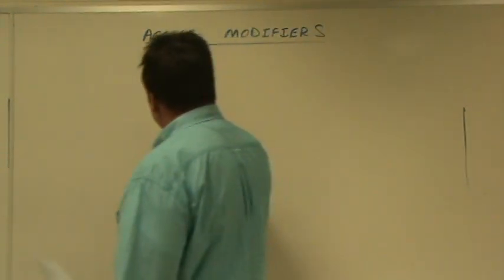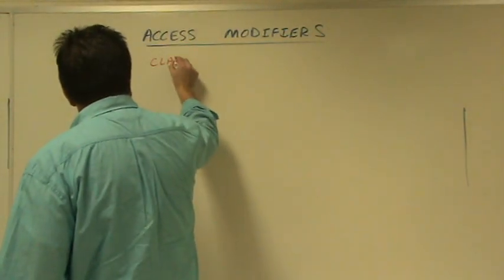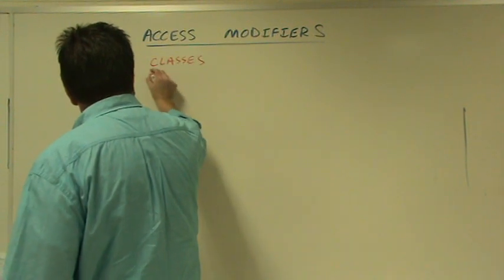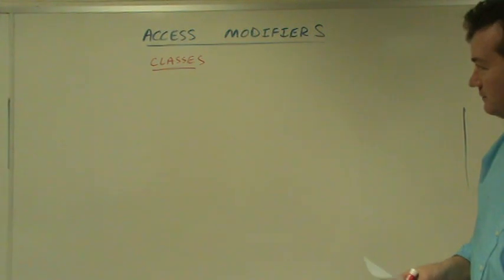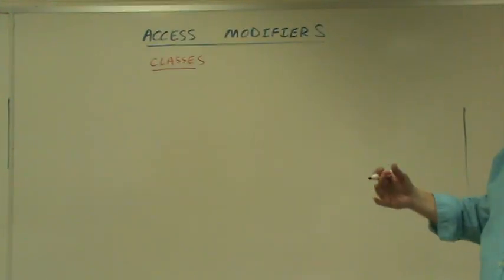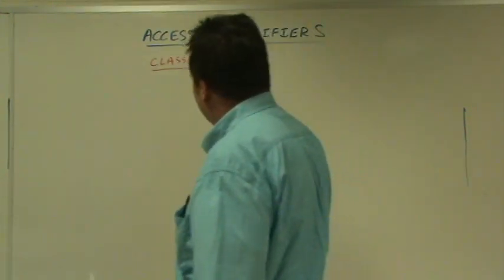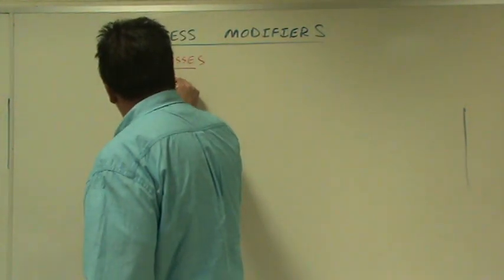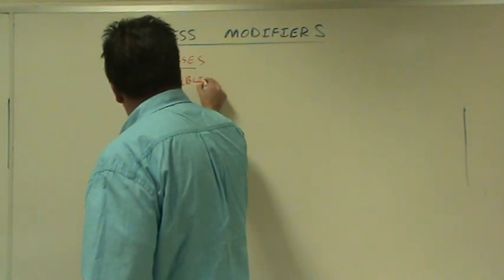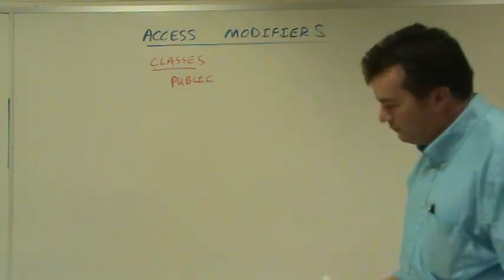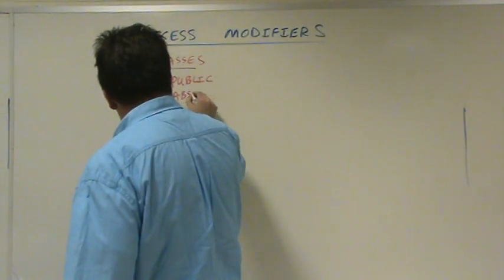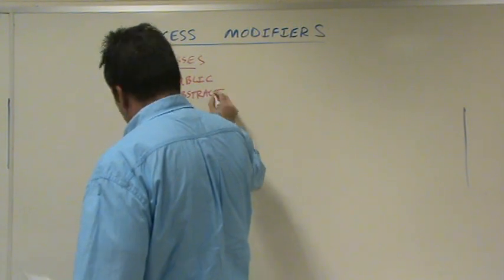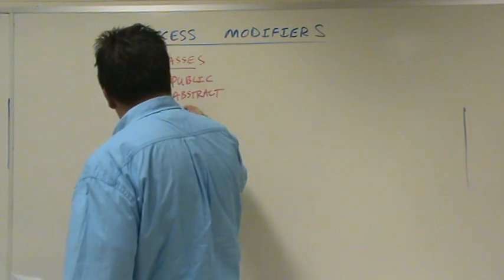So for classes, we could put modifiers, and this is again on the topic of access to variables and methods. We could say a class can be public. We could say that a class can be abstract, which we've talked about. And a class can be final.